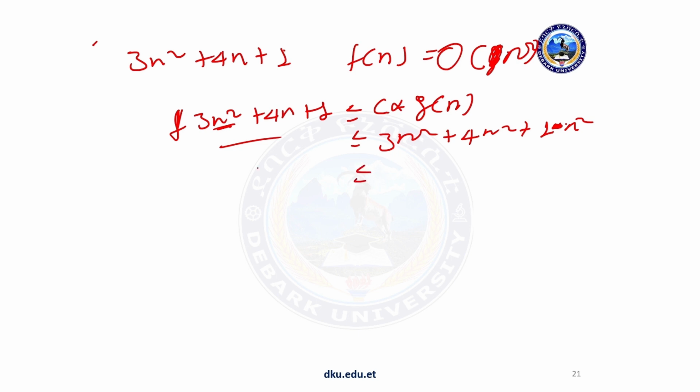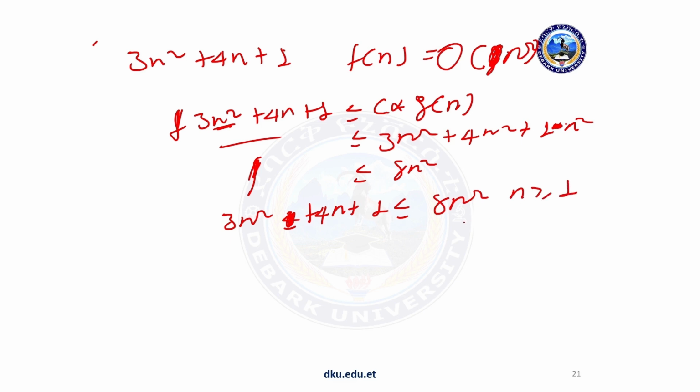So less than or equal to 3n square plus 4n square plus 1n square, which is 7n square plus 1, 8n square. So less than or equal to 8n square. Which means 3n square is less than or equal to 3n square plus 4n plus 1, which is less than or equal to 8n square, right? This will be true when the value of n is greater than or equal to 1.